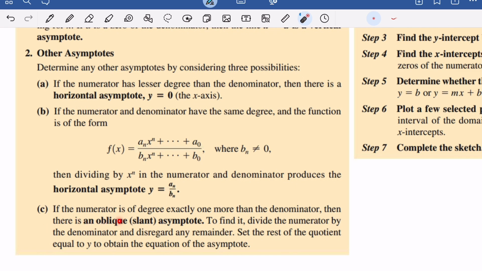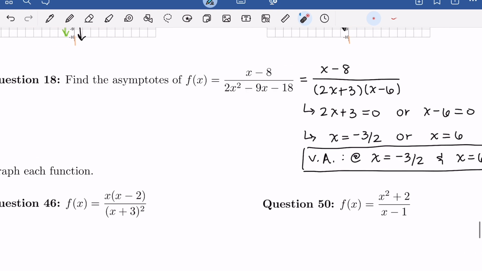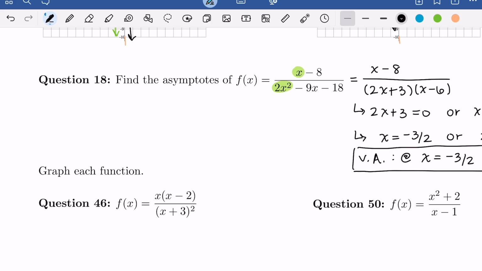And lastly, if the numerator is of degree exactly 1 more than the denominator, then there's going to be an oblique asymptote. For this particular example there's not one, but we will see an example of this in this video, so we'll save this procedure for later. Going back up to this function, we want to see if there is a horizontal asymptote. The degree of the denominator is bigger than the degree of our numerator, so we automatically know that we have a horizontal asymptote at y is equal to 0. So these are our asymptotes for this function.